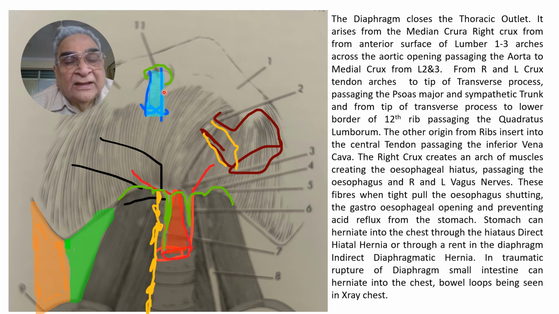The tendon of the diaphragm as a whole is that through which passes the inferior vena cava, and the right crura gives the muscular arch around the esophageal hiatus through which pass the esophagus and the anterior and posterior vagus nerves. So this in short is about the thoracic outlet.